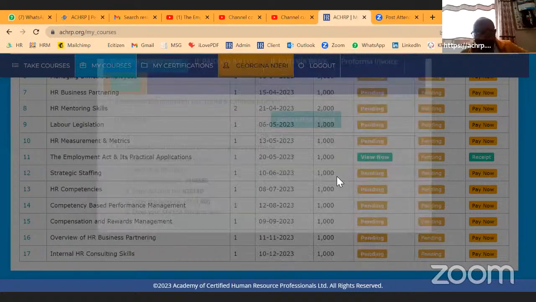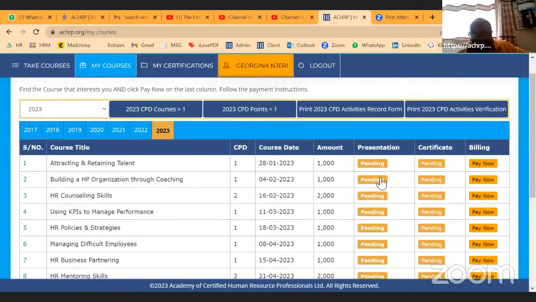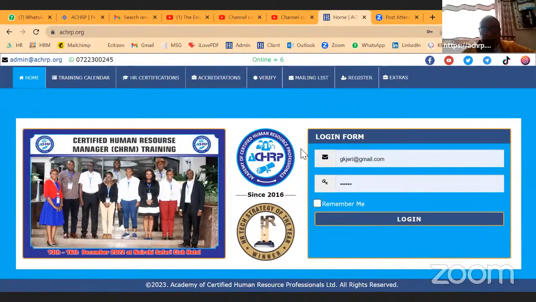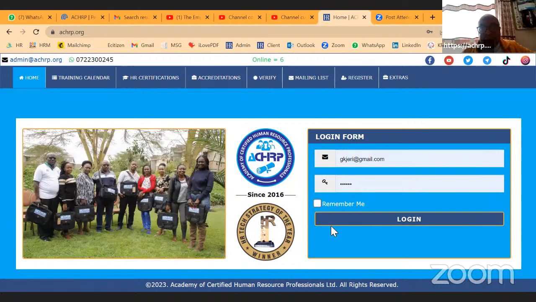So it becomes very easy to navigate this system. And if you don't want to undertake any activity, you can log out. And once you log out, it returns you back to the default mode at achlp.org, where you will be supposed to log in again to access the system.